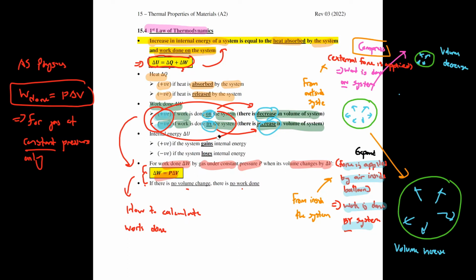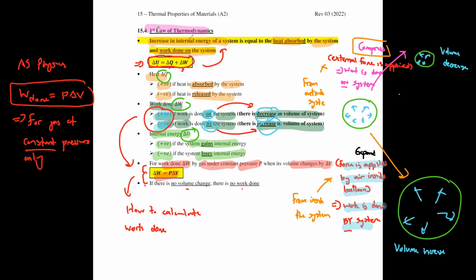Okay, now after that, you look at the last part. When you're talking about internal energy, delta U, it will be positive if the system gains internal energy. It will be negative if the system loses internal energy. So this is how heat, work, and internal energy are defined according to the first law of thermodynamics. The positive and negative signs have a specific meaning.